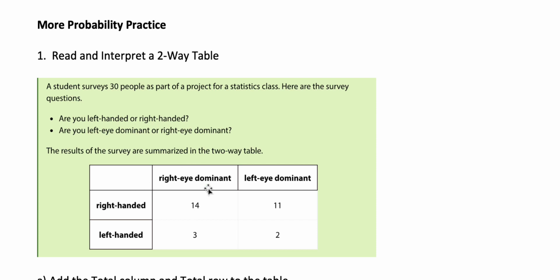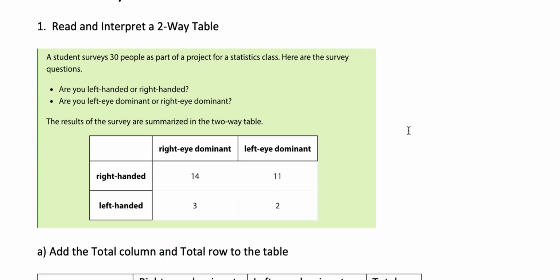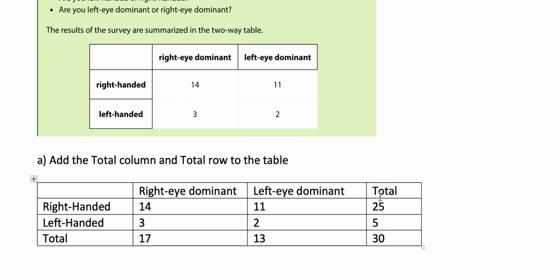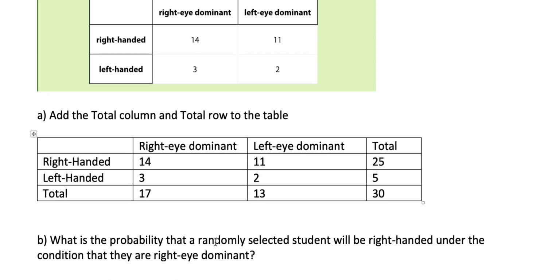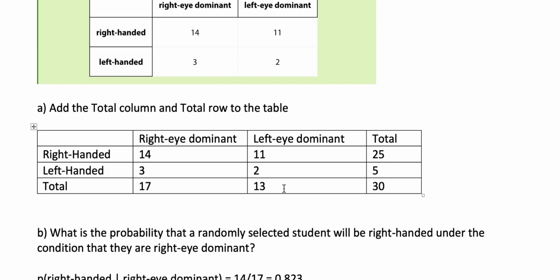We have right-handed and right eye dominant, these 14, right-handed, left eye dominant, these 11, etc. So these four boxes add up to 30, which is the number of students in the survey. But we want to add the total column and the total row so that we can do additional calculations. So we sum the rows, we sum the columns.